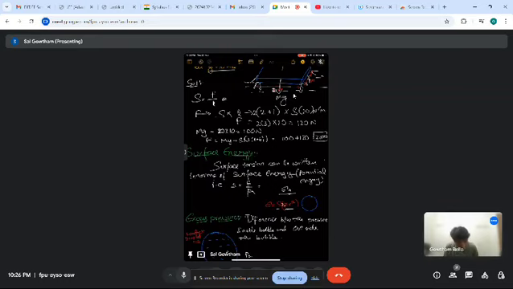Sorry, the surface energy of a soap bubble, I mean, the surface area is 4 pi r square. Surface energy of the soap bubble is surface tension into surface area, that is surface tension into 4 pi r square.